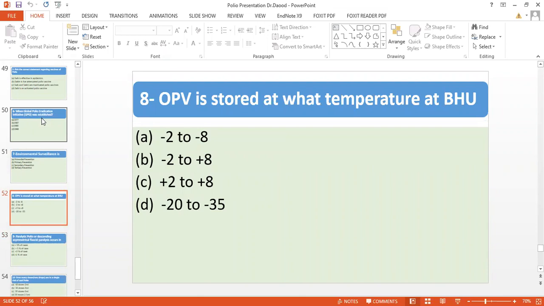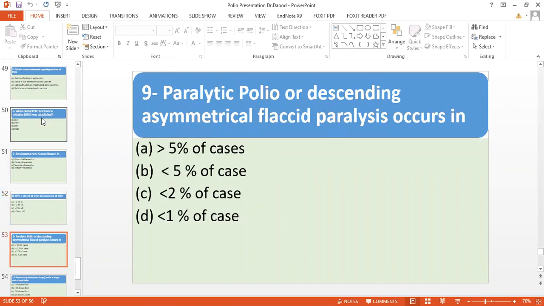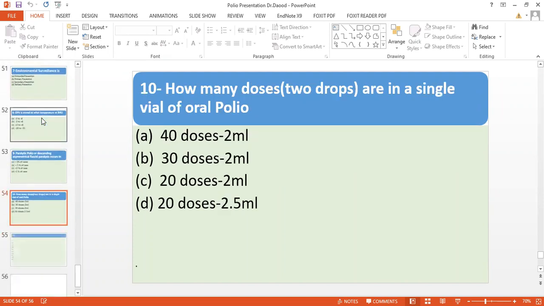OPV is stored at what temperature? C. +2 to +3. Paralytic polio or descending asymmetric flaccid paralysis occurs in less than 1. D. less than. And how many doses are in a single vial? 20 doses in 2 ml. 20 doses, 2 ml. Yes, C.